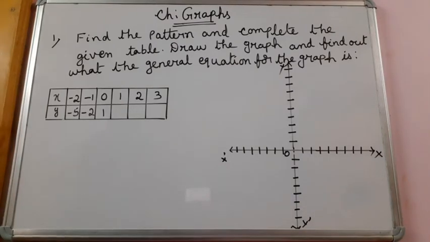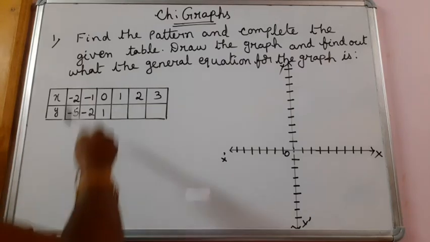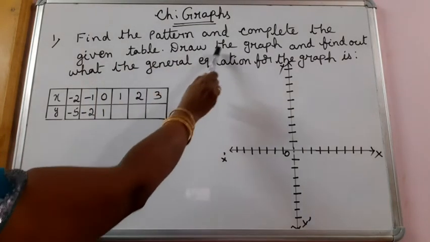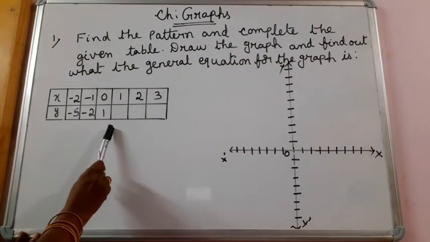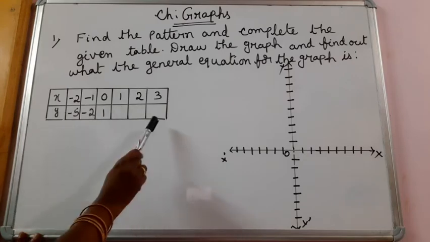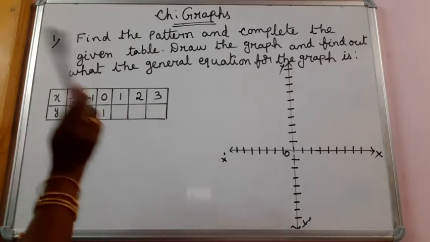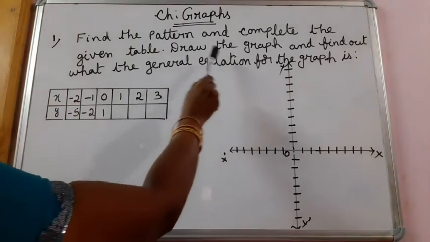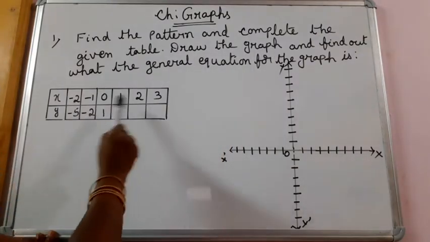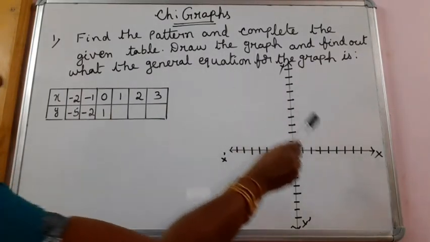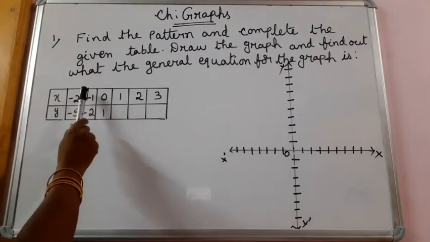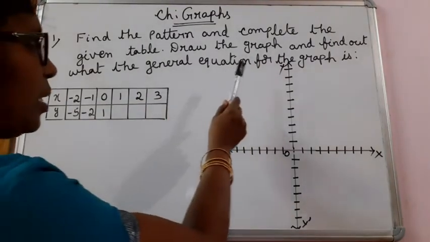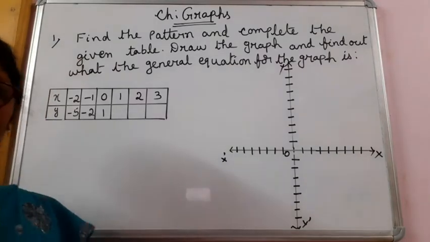Chapter graphs. The question is very interesting. Find the pattern and complete the given table. The given table is this. We have to see the pattern and complete the table. Then, after filling up the table, we have to draw the graph and find out what the general equation for the graph is.